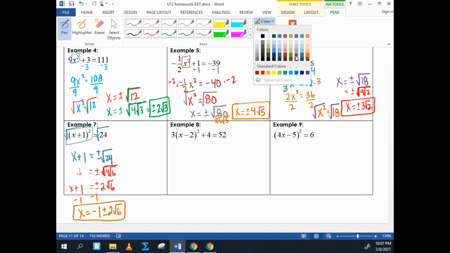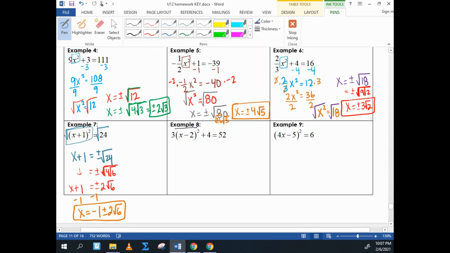Same thing, except for now you've got to get the square all by itself. It is not isolated like it was over here. So same steps, we'll just subtract 4. So 3 times x minus 2 squared is equal to 48. Now this 3 is just multiplied, so we're going to undo that. We'll divide, and now it's isolated. x minus 2 squared is equal to, is that a 16? That is a 16. Super.